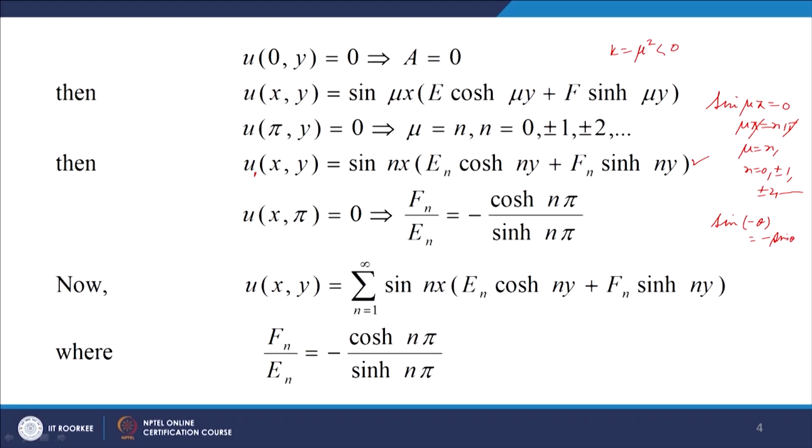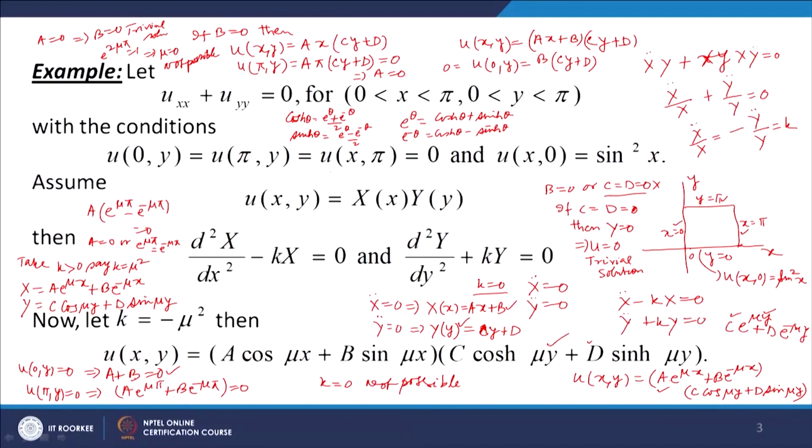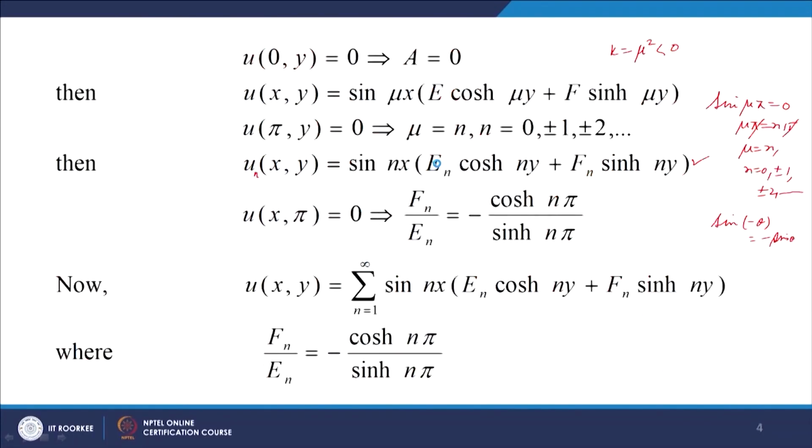So, for each value of n equal to 1, 2, 3 and so on, u n(x, y) is equal to sin nx (E n cos hyperbolic ny plus f n sin hyperbolic ny). Now, we know that u(x, pi) is equal to 0, this is given to us. The condition u(x, pi) equal to 0. Okay. So, this condition we use, and so put y equal to pi here. When y equal to pi, we get sin nx times (E n cos hyperbolic n pi plus f n sin hyperbolic n pi) equal to 0, which means that this is equal to 0.